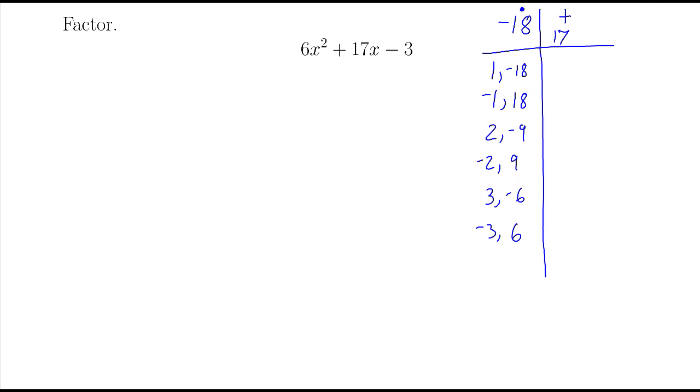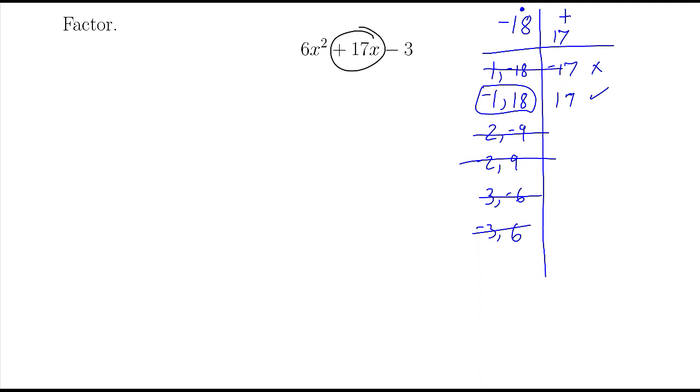Okay, so now let's add them up. 1 plus negative 18 is negative 17. That's no good. Negative 1 plus 18 is positive 17. Check. Oh, those are my two numbers right there. Okay, I kind of wasted time going through all of these. So I'm going to use that information to split up 17x.